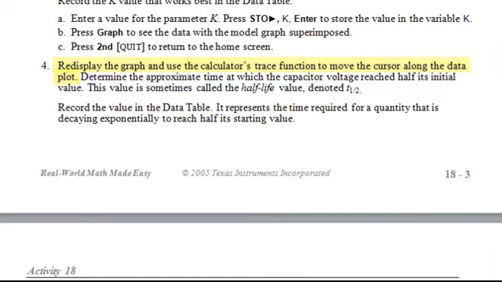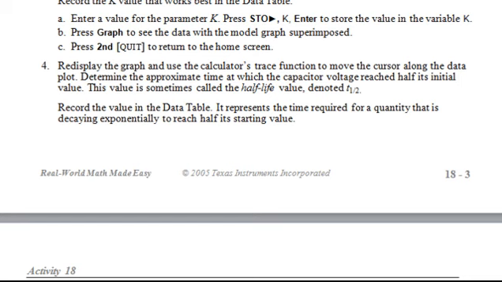The half-life is a time. It's a time that something takes to decay to half of what it started with. And in this case, we're going to find the approximate time at which the capacitor voltage reached half the initial value. And it says here, as you can see in the instructions, that this value is sometimes called the half-life value, denoted T with a small half, a subscript 1/2 there. We can call that T half, I guess, if you will.